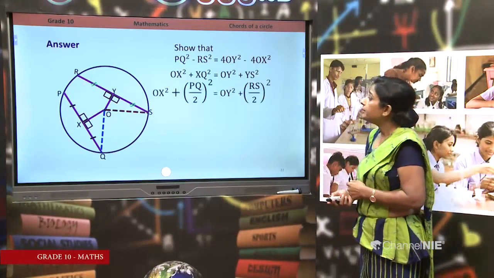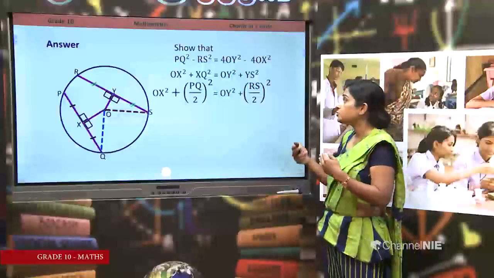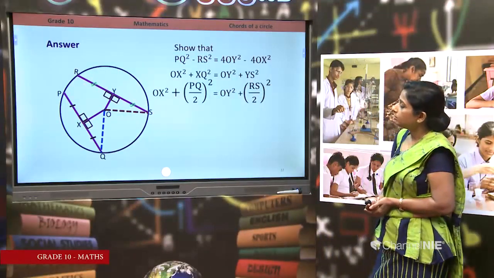So, how is it coming? OX squared plus, instead of XC squared, we can substitute half of PQ, and we should put the square root of that, half of PQ, equals OY squared plus half of RS, the square root of that. How do we solve this?